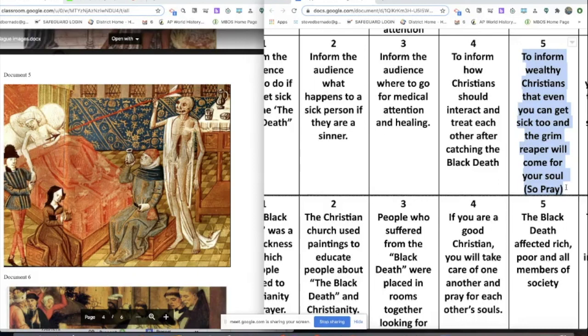So how can you react to that if you're a rich Christian? Pray. Follow the Christian church. More influence of the Christian church during this time. Okay? So what could be the message here? The message: well, the Black Death affected rich, poor, and all members of society.